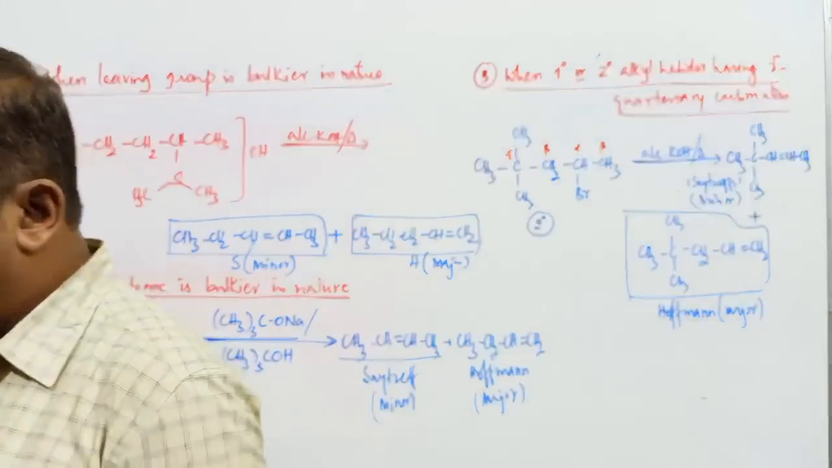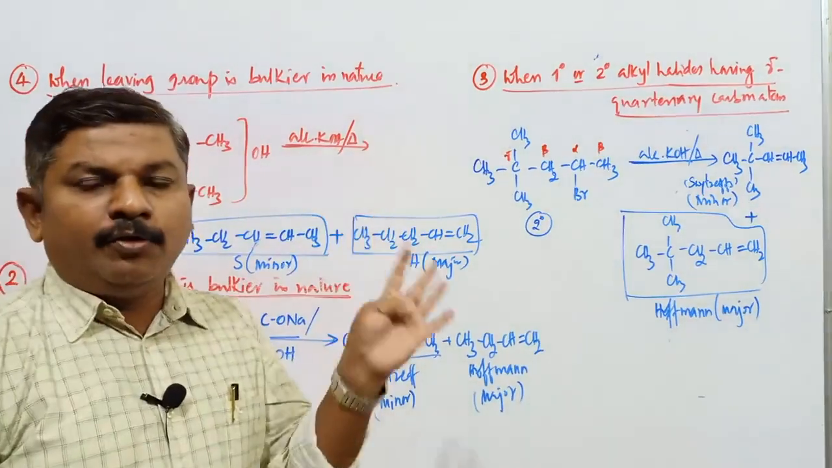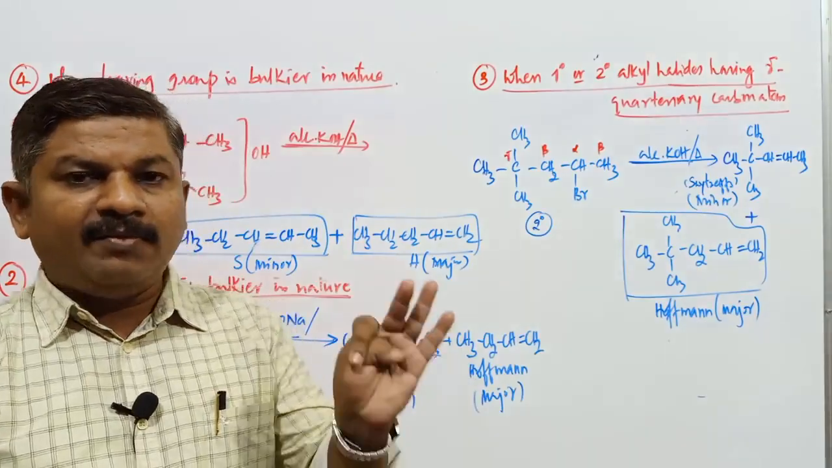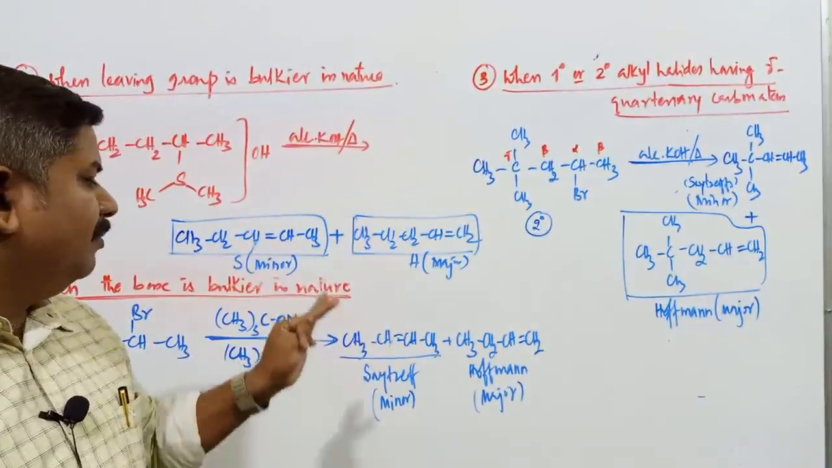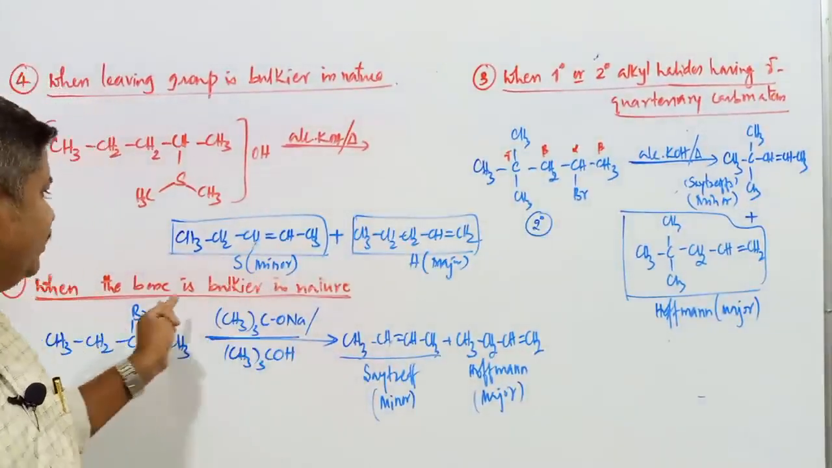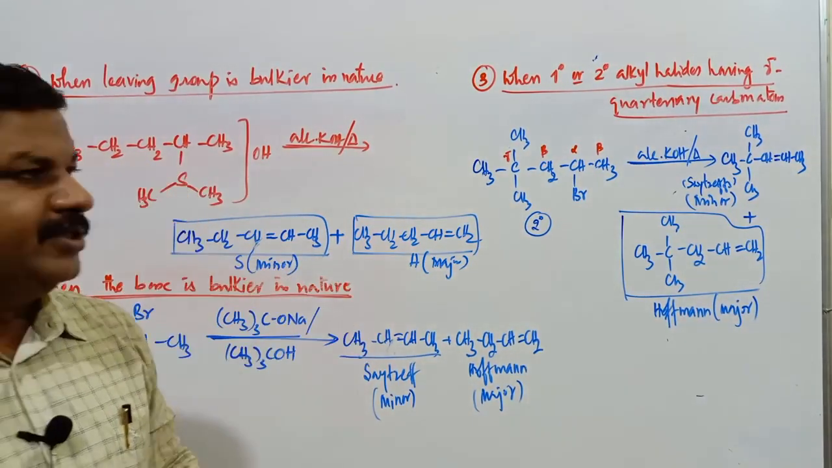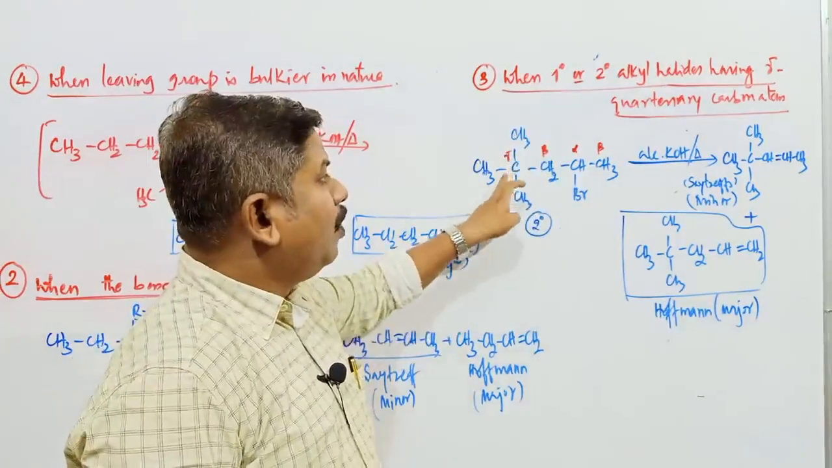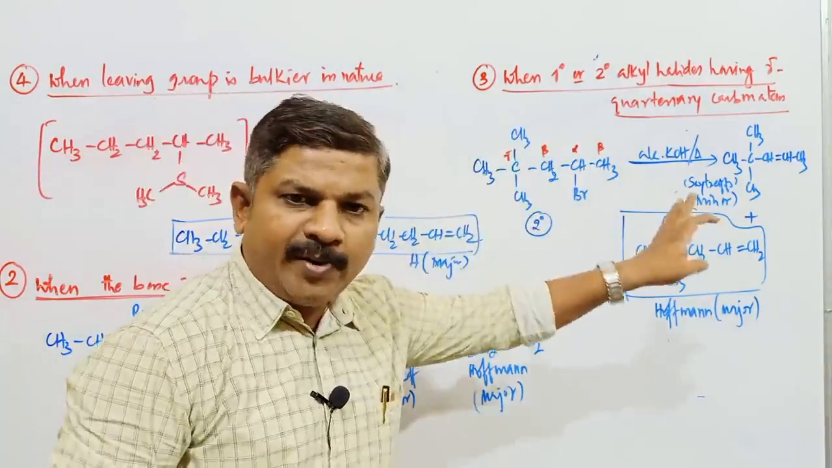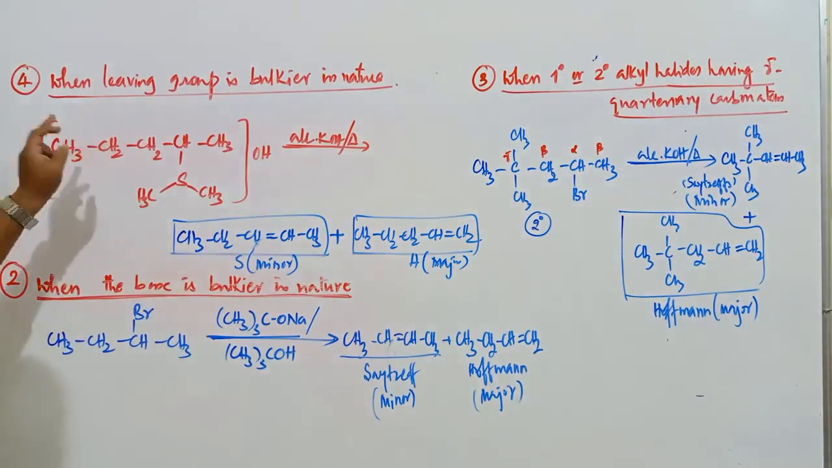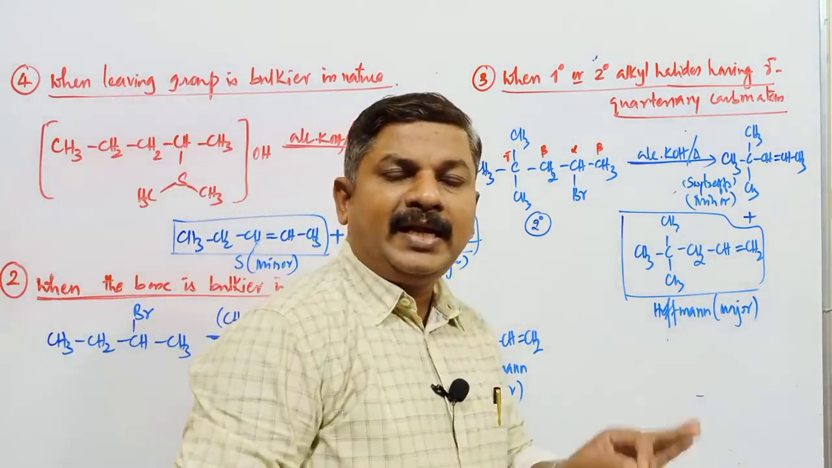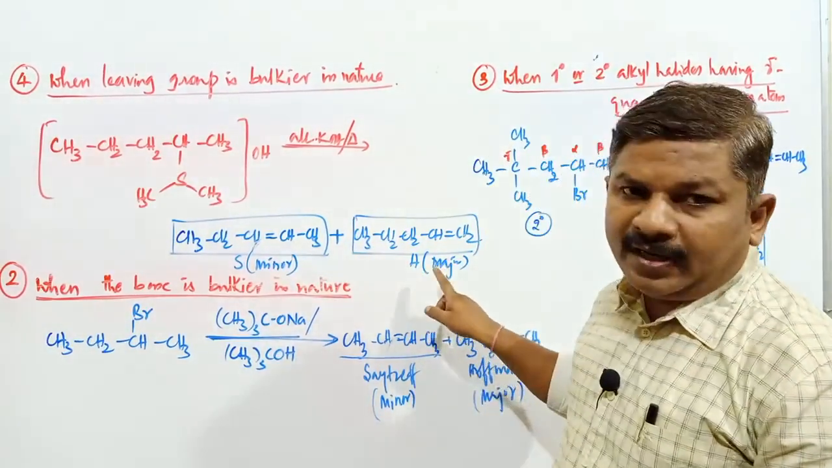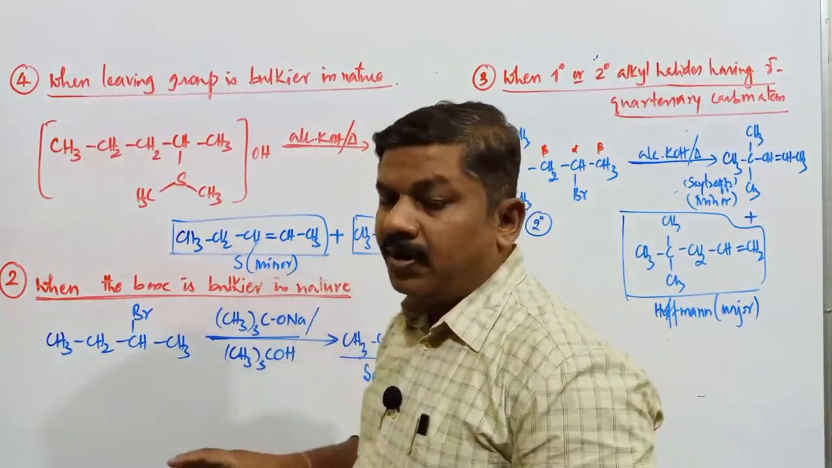Once again, I will clarify about these four. Whenever the leaving group is a poor leaving group, the Hofmann product is major. Second, whenever the compound has a bulkier base, when the base is bulkier, the Hofmann product is major. Whenever the compounds are primary or secondary alkyl halides having quaternary gamma carbon atom, the Hofmann product is major. When the leaving group is bulkier in nature, in that case also the compound has the Hofmann product as a major product and the Saytzeff product as a minor product.